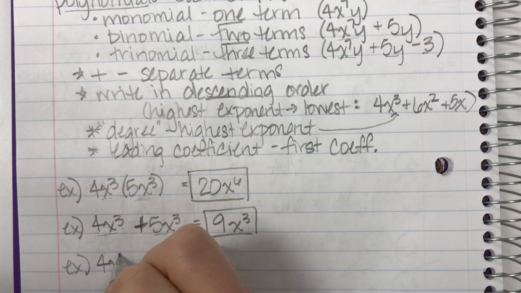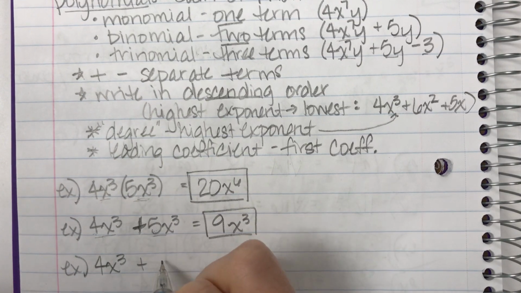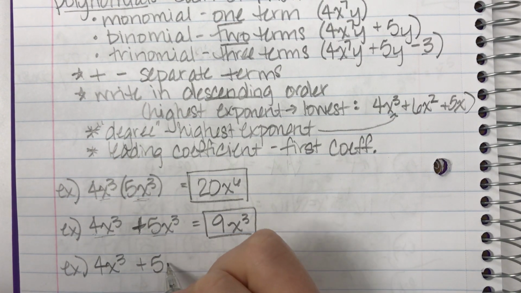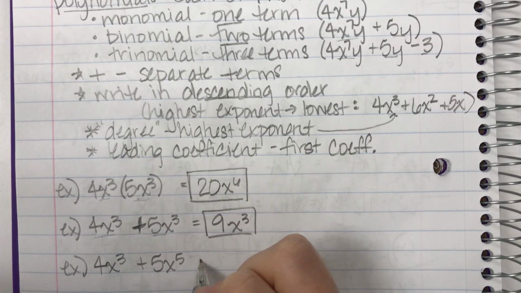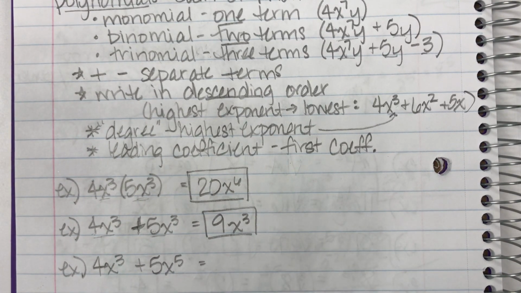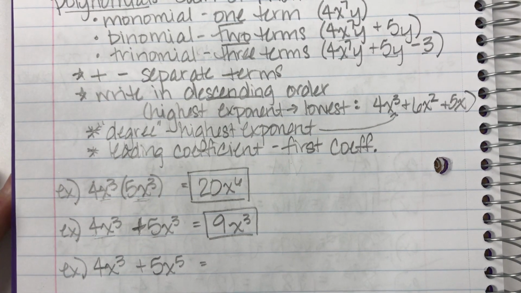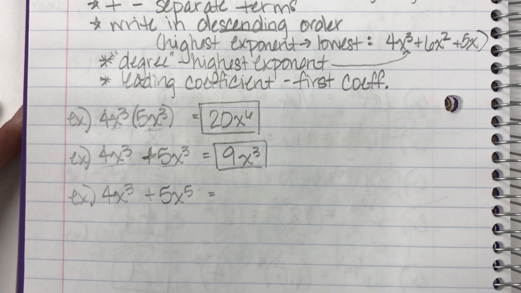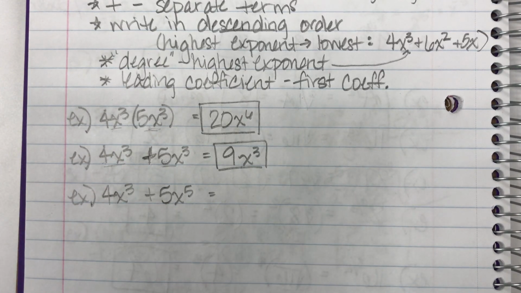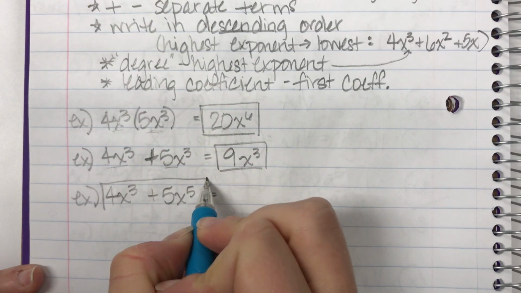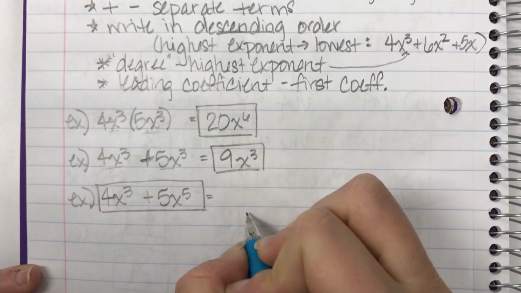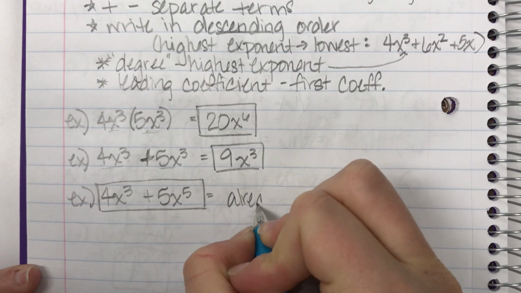If I change it just a teeny bit, 4x to the 3rd plus 5x to the 5th, can I combine them? I've got 3-headed dogs and 5-headed dogs. Yeah, no, we are very judgmental in this capacity. We don't add these together. This is when you get that they are already simplified.